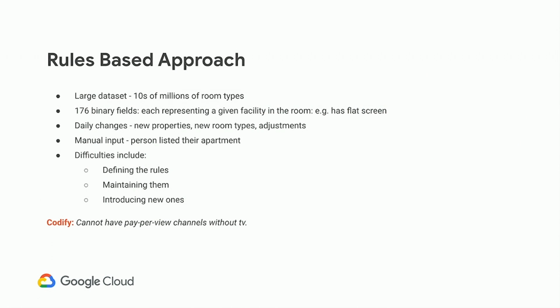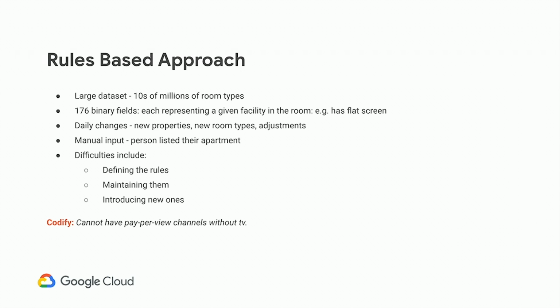Now, more specifically, this is quite a large data set. We have hundreds of millions of room types. So this is a table with hundreds of millions of rows, 176 binary fields. Binary as in it's a Boolean. A facility is either there or it isn't. A room either has a flat screen television or it doesn't. There's daily changes to this, and that's in many cases a manual process. So that means that it's actually the hotel owner, the property owner, that makes those updates in an interface.